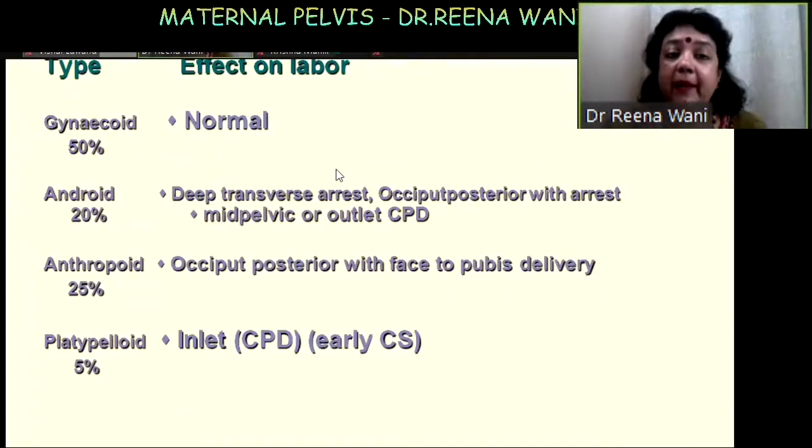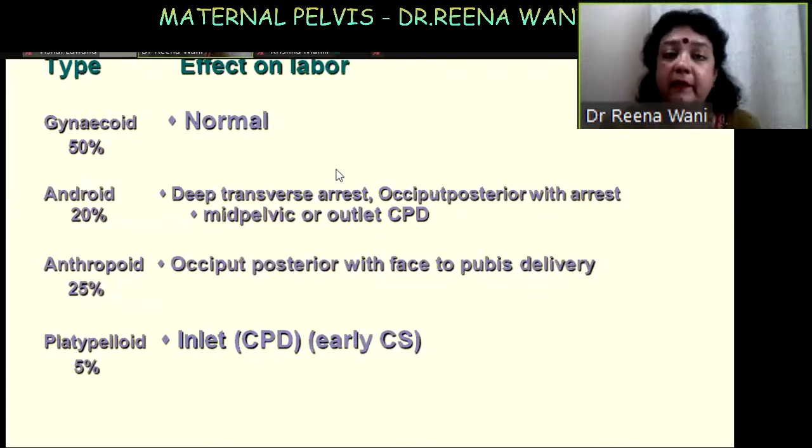Anthropoid or ape-like pelvis, you must remember, has a long antero-posterior diameter, but the transverse diameters are compromised. And this is compatible with the occiput rotating posteriorly with face to pubis delivery. I'll be coming to details of these deliveries a little later in the talk.